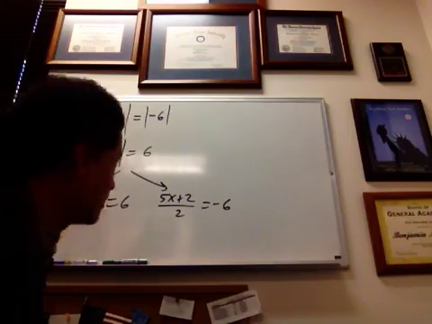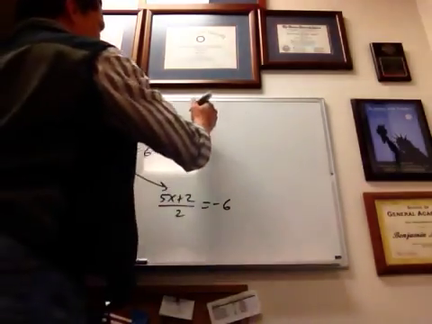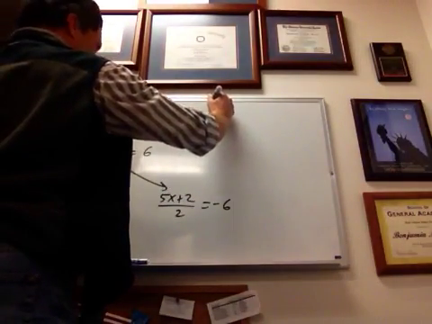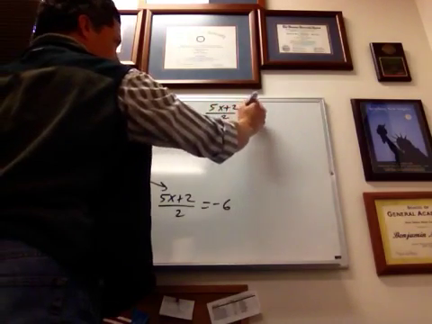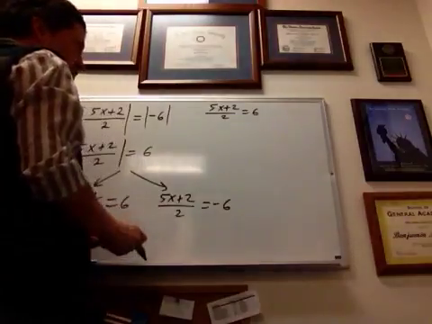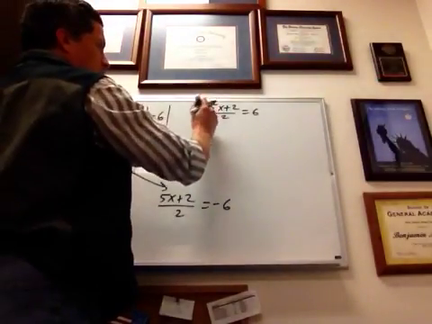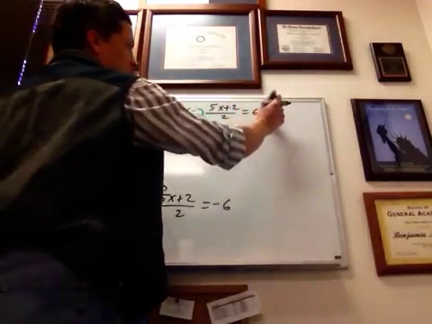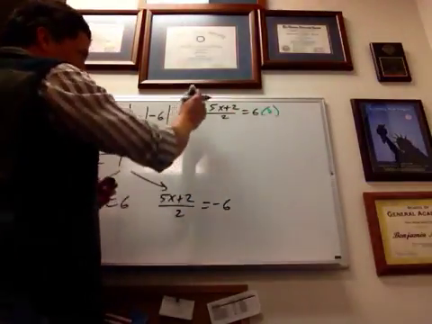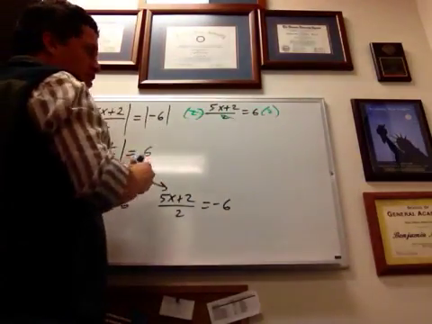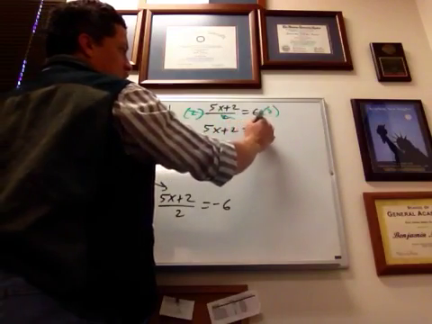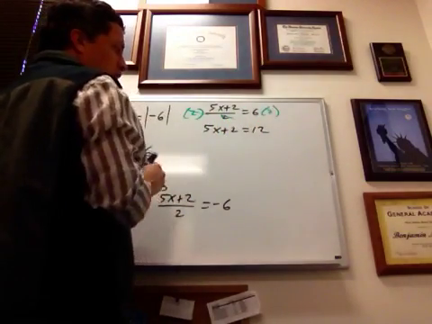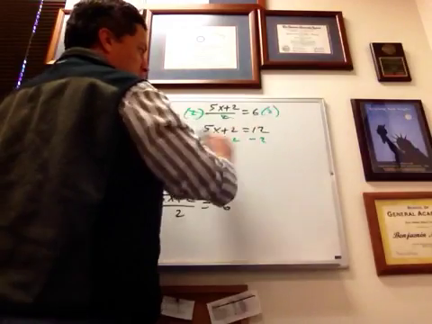So let's take a look at (5x + 2)/2 equaling 6. You go ahead and solve that. Usually what I do when I clear out my denominator is I multiply through by a 2, both sides of the equal sign. So that'll give us 5x + 2 equaling 12. And then from there, you just go ahead and solve it.